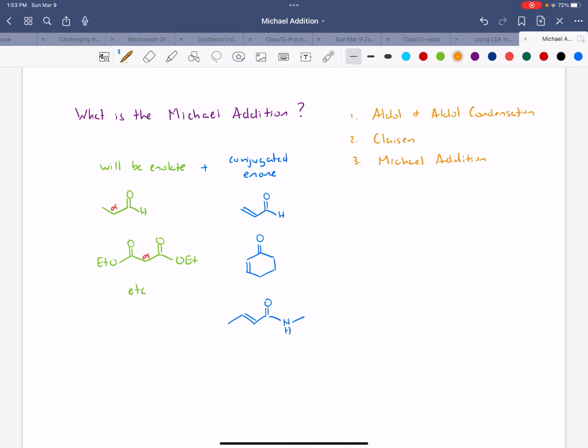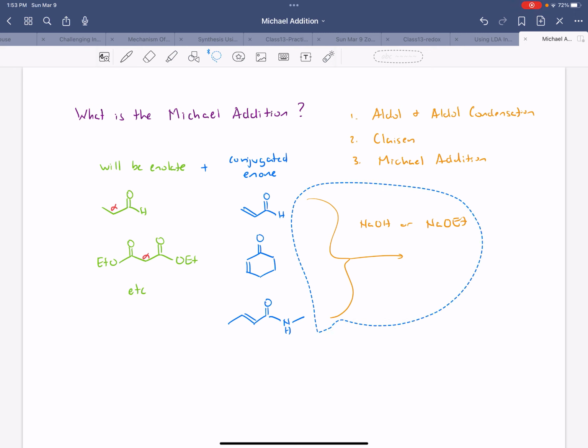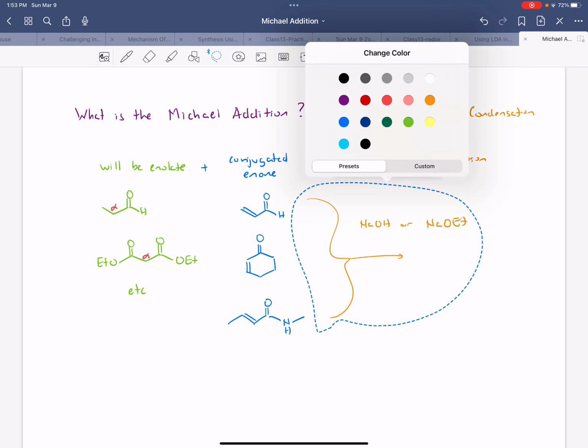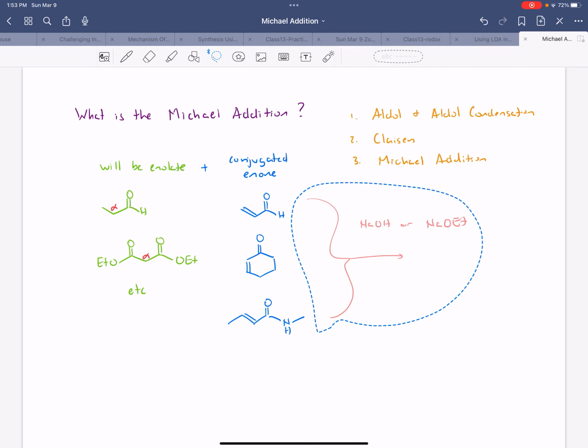So some type of base like NaOH or NaOEt. Let me change the color. What color have I not used yet? Okay. Let me give you an example, and then we'll go over the mechanism.